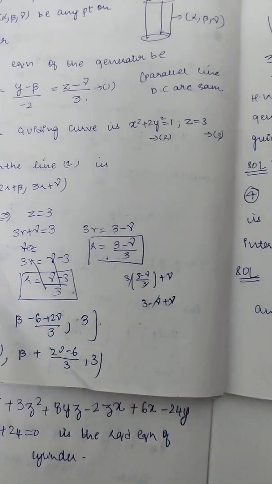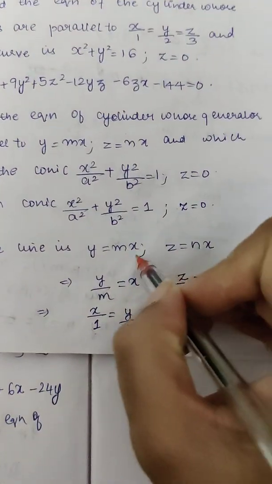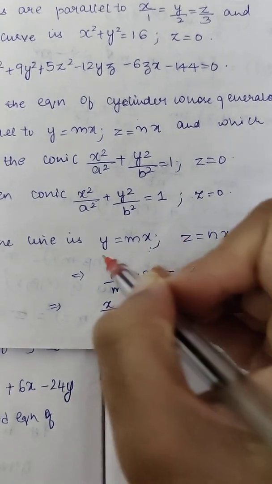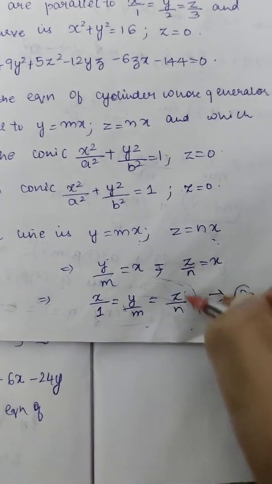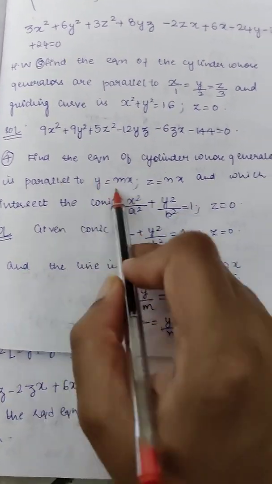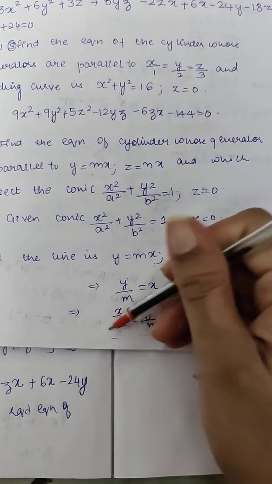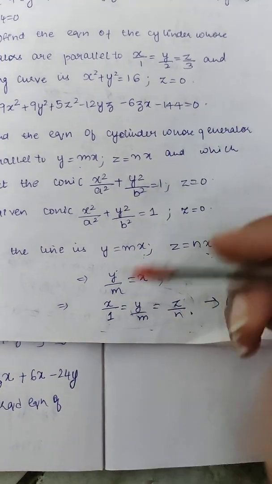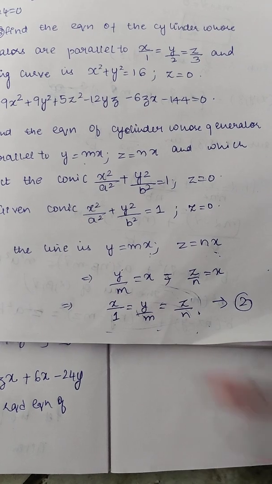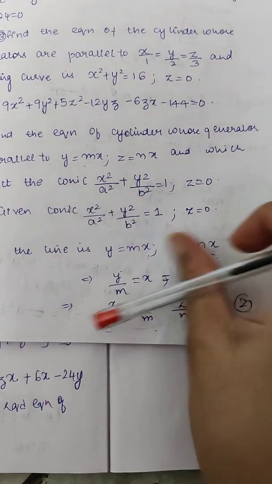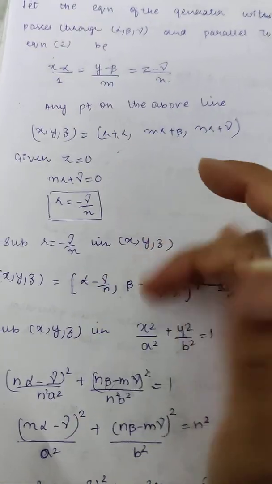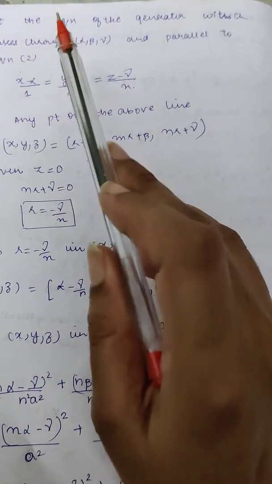Very simple. All you need to remember is to make the common point x: x by 1, y by m, z by n. Because x is equal to y by m and x is equal to z by n, you get your DRs. This line is parallel to the generators. Parallel implies the direction cosines will be the same, so the direction cosines will be 1, m and n. But then I have to choose a line which passes through any point alpha, beta, gamma, which is the point on the generator. So this is my line.